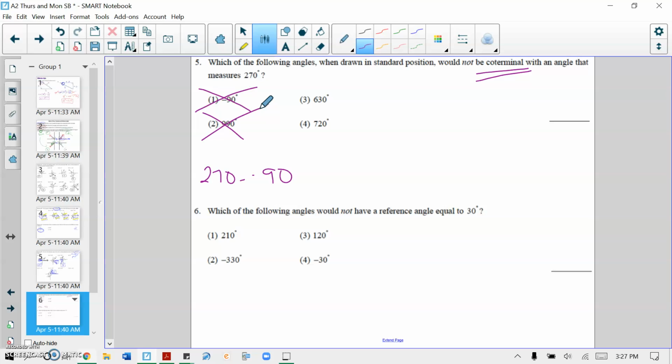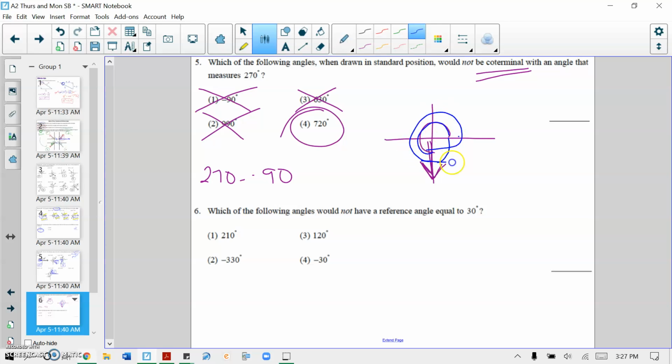It doesn't work, right? So 630 minus 270, I get 360. So I'm thinking 720 works, okay? If you don't believe me, if you measure 270 degrees, that's going to be exactly right here. Notice how that's the same as negative 90 degrees. And then if you keep going around and try to find all the other options that could go with it, 720 is the only one that doesn't work, okay?